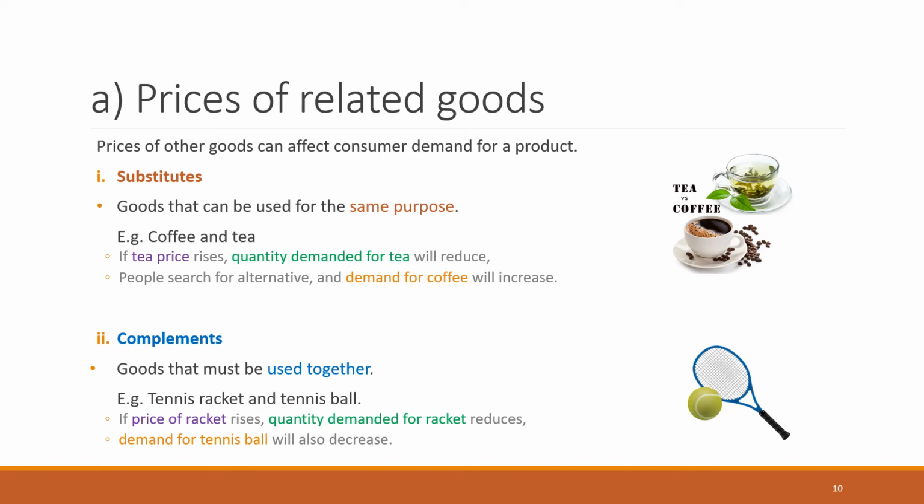On the other hand, complements are goods that must be used together. Tennis racket and tennis ball are complements. If price of racket rises, quantity demanded for racket reduces because some of the consumers may stop playing tennis. Therefore, demand for tennis ball will also decrease.